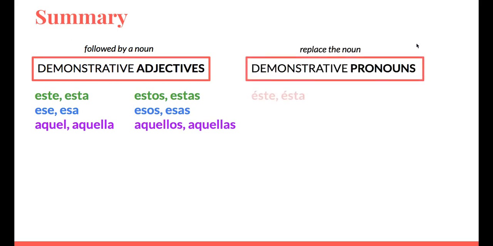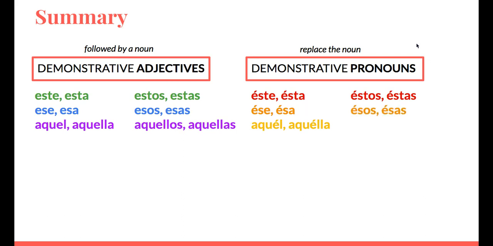Demonstrative pronouns, they replace the noun. So that's like saying this one, and I get éste, ésta, ése, ésa, and aquél, aquélla. These sound the same. We just have that written accent on the E. Similar with the plurals, éstos, éstas, ésos, ésas, and aquéllos, aquéllas. So even though it may look like a lot, you really only have to memorize half of this table and then know that the other half is the same but with a written accent.